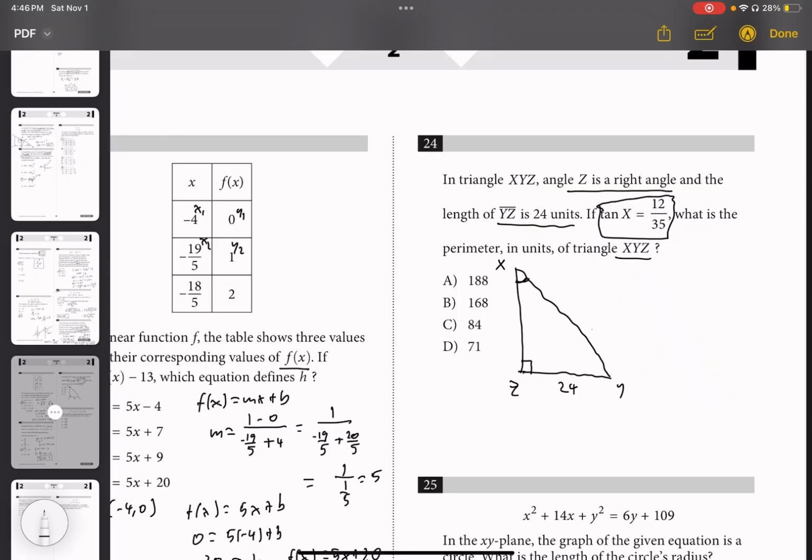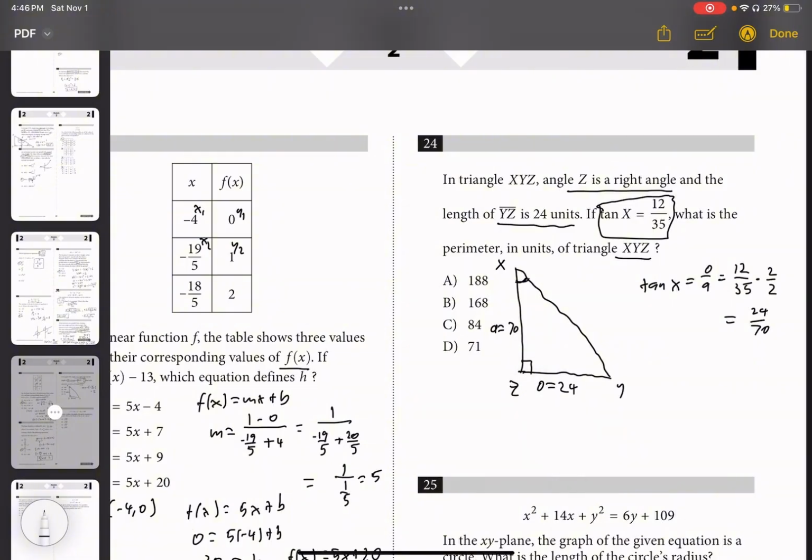So we're looking for the perimeter. We only have one side as of now, but it gives us the tangent of X. We know the tangent of X is equal to the opposite over the adjacent side. So 12 over 35. And if we multiply both of these by 2, we're going to get 24 over 70. And I'm doing that so it matches with this side over here, because this is our opposite side and this is our adjacent side. So now that makes sense because our adjacent side can be equal to 70.